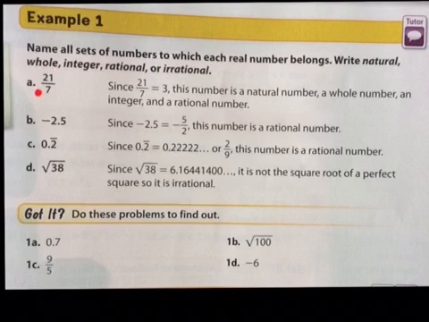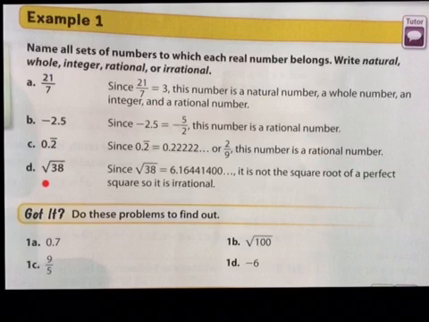21/7, when we divide 21 by 7, we get 3. And 3 is a whole number. It's a natural number too: 1, 2, 3, 4, 5. It's a whole number, it's an integer, and it's a natural number. So this one is natural, whole, integer, and rational. Now b, -2.5, can be written as a fraction, so this is a rational number. And -2 bar notation is also a rational number because it's a bar notation that repeats.